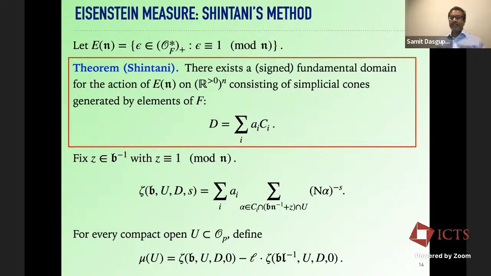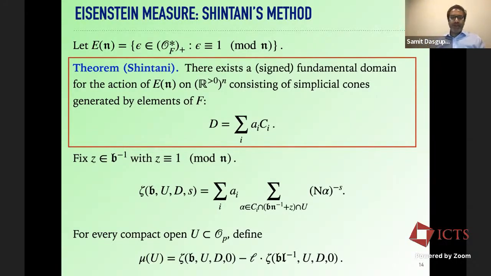So computationally, this is very nice because then you don't have to worry about writing down a specific fundamental domain, which is a union of simplicial cones where all the coefficients are just 0 or 1. That's Shintani's theorem that such a thing exists. That's a little bit harder to do computationally. But with this construction, it's totally fine if you use signed cones.